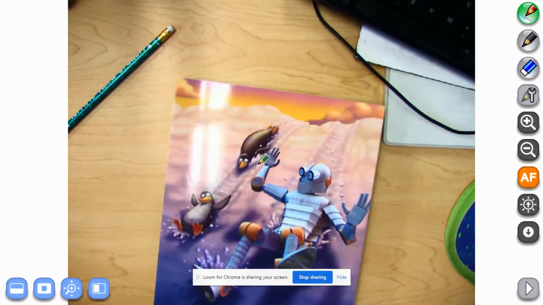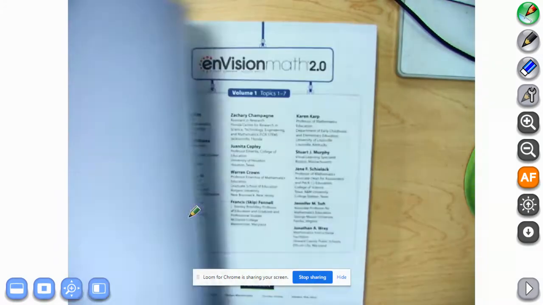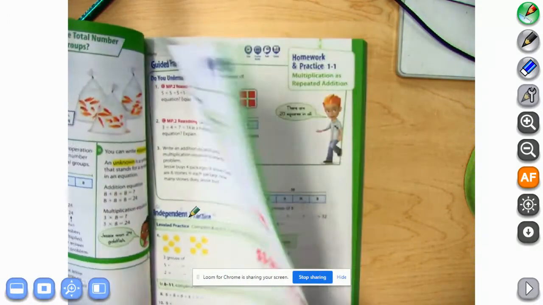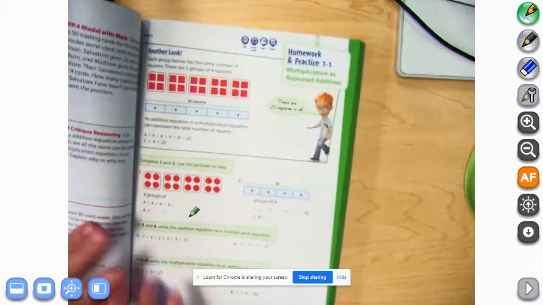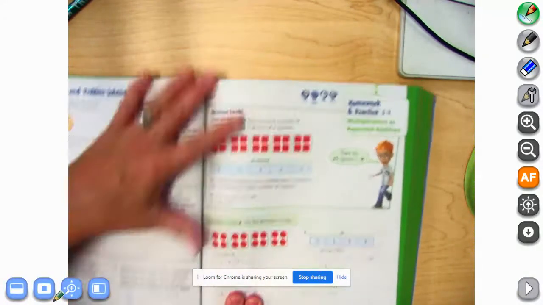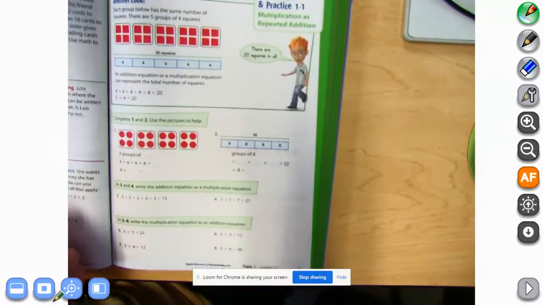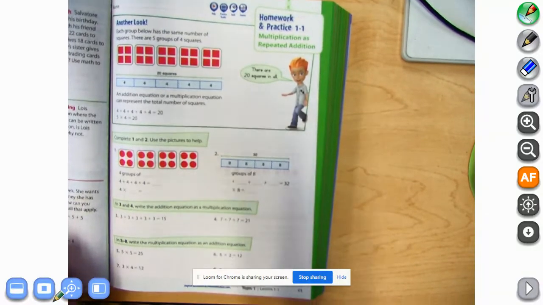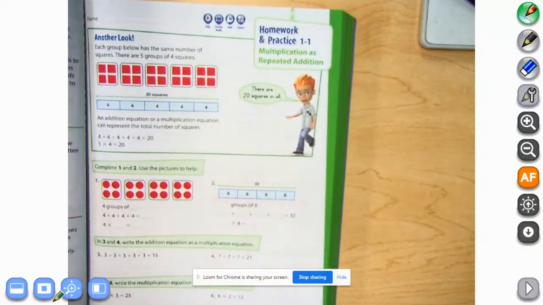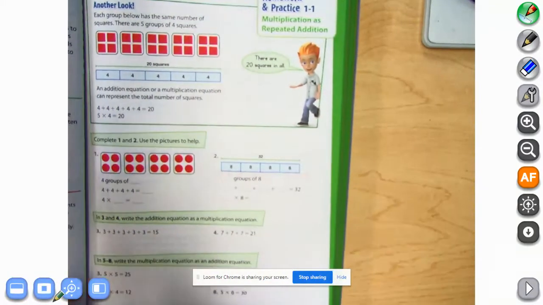Okay. So we're going to go ahead and correct in our book. We were on lesson 1.1, and so our homework is on page 11. Page 11. All right. Let's put that down. Zoom in here a little bit. Okay. So we're talking about groups of, so repeated addition and changing them into a multiplication problem.